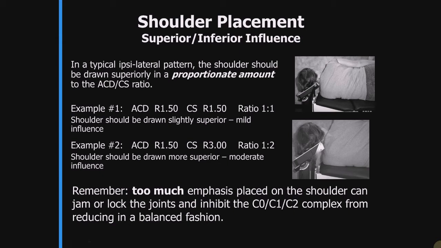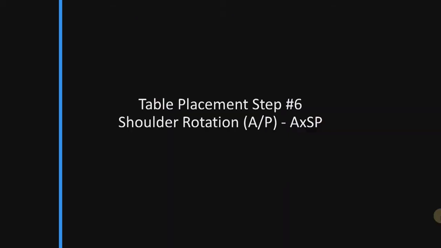And one more secret or hint about how to influence these shoulders is keep in mind whatever influence you do to the distal shoulder, you need to do the exact opposite influence to the proximal shoulder. So if the distal shoulder is drawn superiorly, the proximal shoulder should be drawn inferiorly, creating a rotational influence right at the cervical spine. Our next step is anterior to posterior shoulder placement for the spinous misalignment influence.